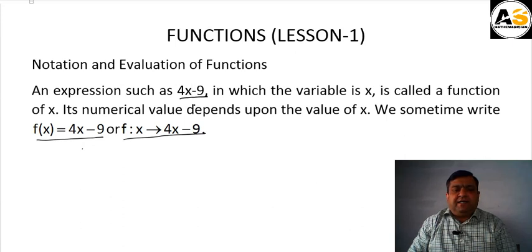f of x, this is read as f of x is equal to 4x minus 9, and this is read as f is a function from x to 4x minus 9. That is, it takes x to this value.